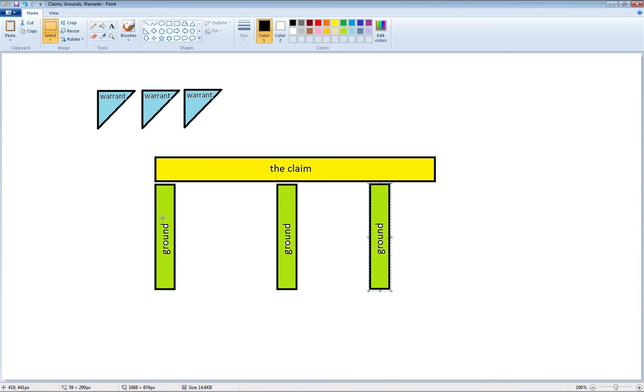Now, the relationship between the claim and its grounds is quite particular, and one that we're definitely going to be thinking about throughout this presentation.